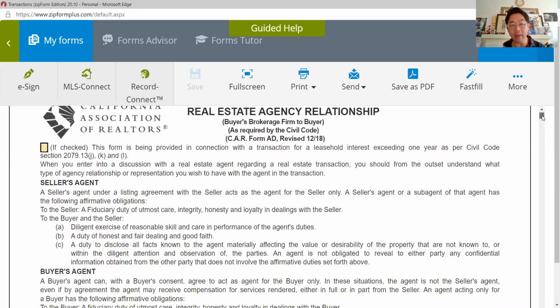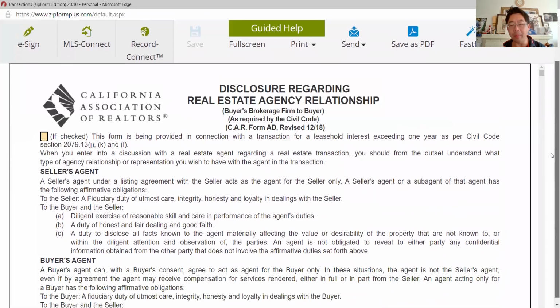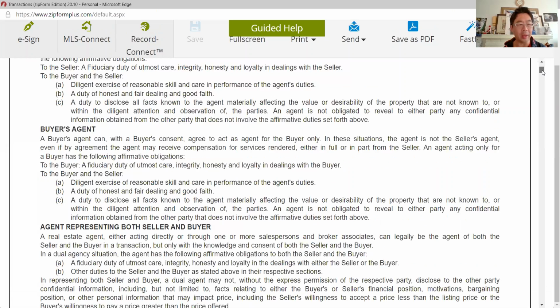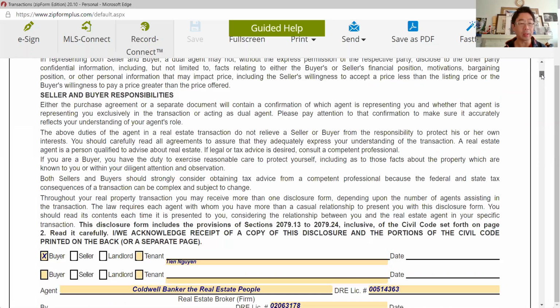Okay, so the first one is called the disclosure regarding real estate agency relationship. That means I will be your agent for buying the house, and you will be my client. This first page is to do that. I need to do diligence. I need to help you buy the house, and anything I know, I need to let you know.